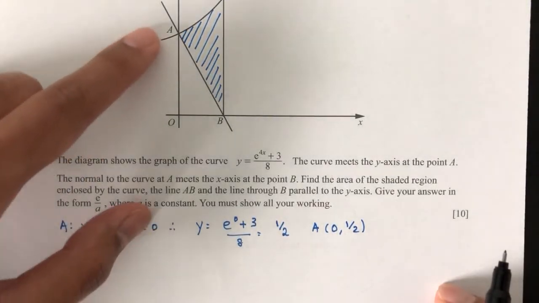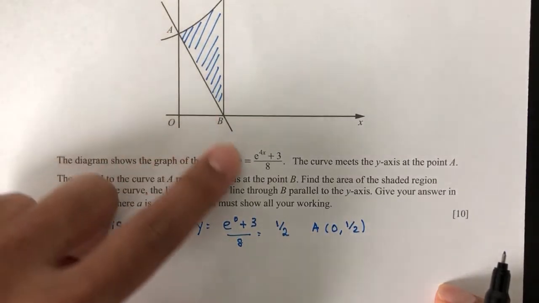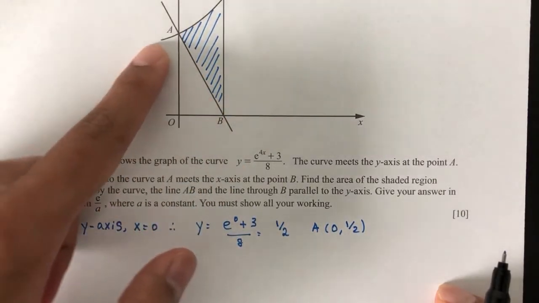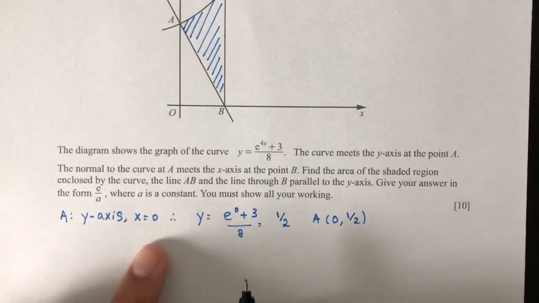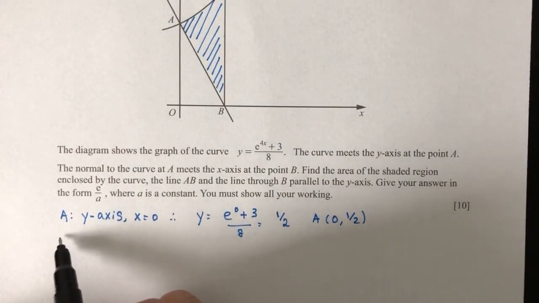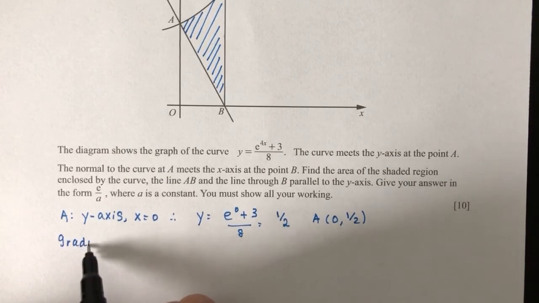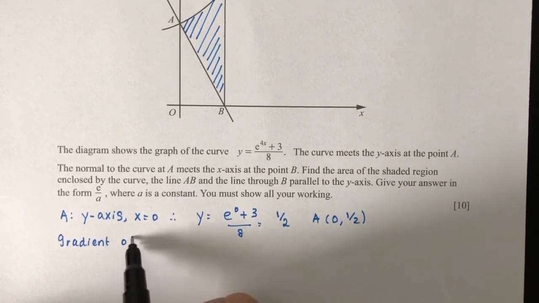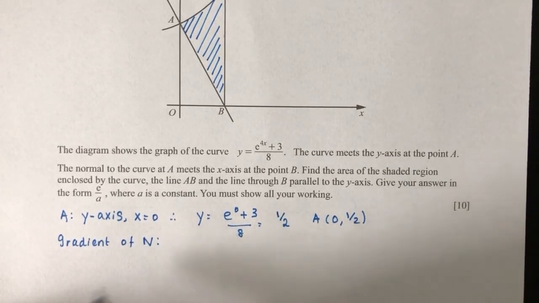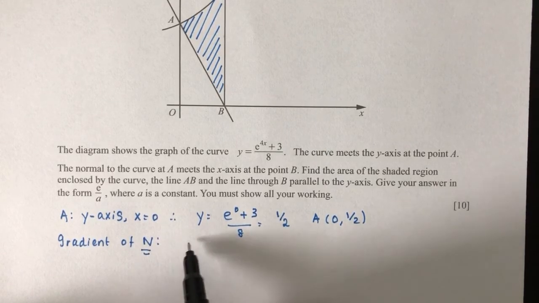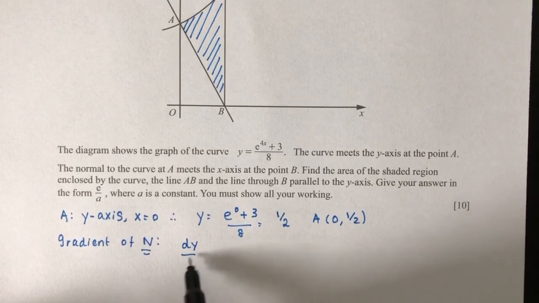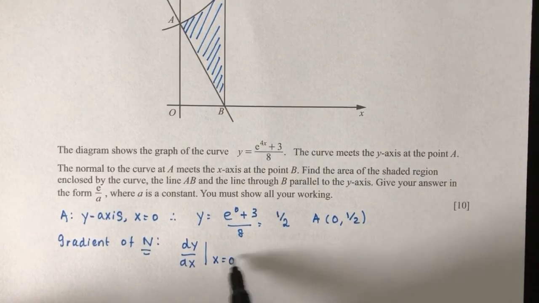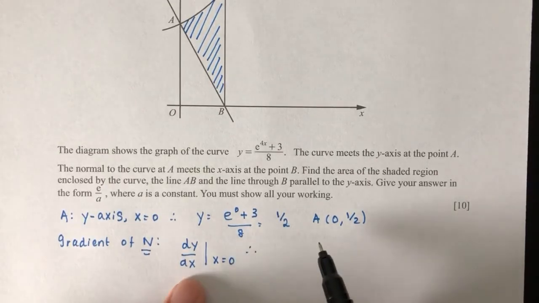So now we have to find the equation of line AB. AB is a normal to the curve at point A. So how do you find the equation of a normal? You first have to find the gradient of the normal. But for you to find the gradient of the normal, you first have to find the gradient of the tangent. The gradient of the tangent will be dy/dx at the point A, which is x equal to 0. So let's find dy/dx.